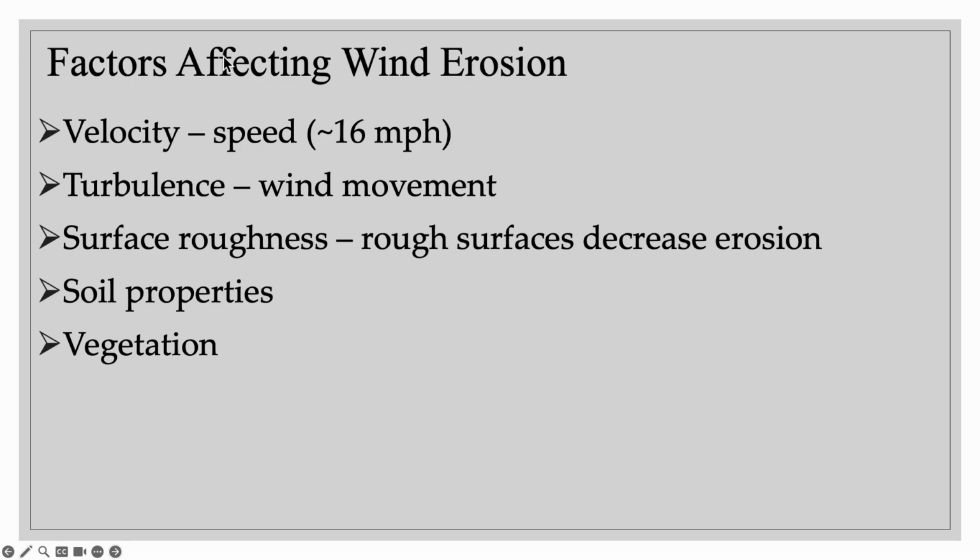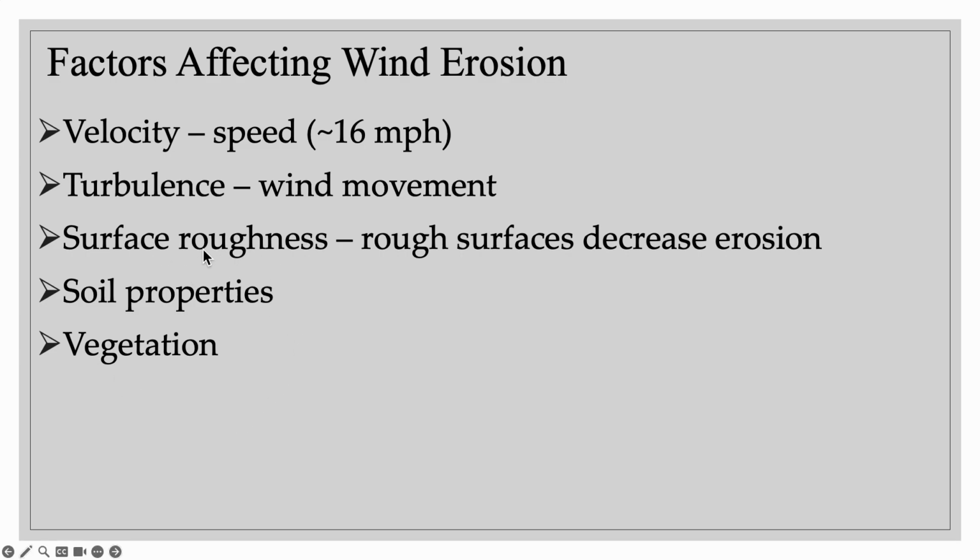All right, so some of the things that are going to affect the wind erosion obviously is going to be the velocity. So the faster the wind, the more we would expect for wind erosion. Turbulence, and so if you start to get movements, some twisting and turning, air does not flow in a laminar or straight pattern. So this is where you start to see maybe little dust tornadoes.